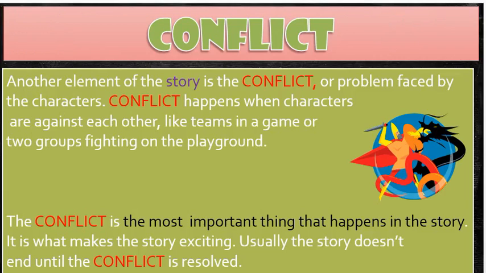Next, conflict. Another element in a story which you guys started is conflict, or the problem faced by the characters. Conflict happens when characters are against each other, like teams in a game or 2 groups fighting on the playground. The conflict is the most important thing in a story. Without it, we would not have a story. So therefore, the better the conflict, usually the better the writing.